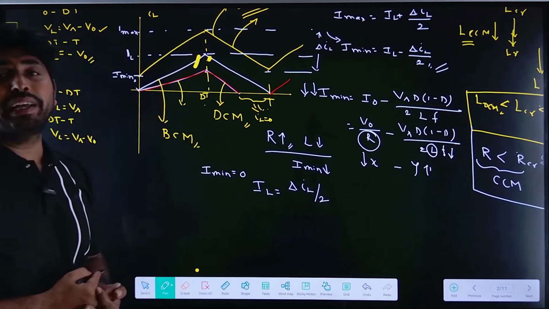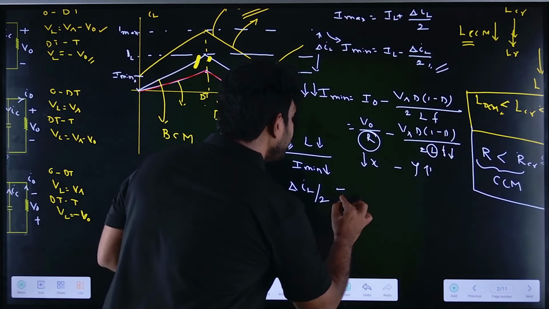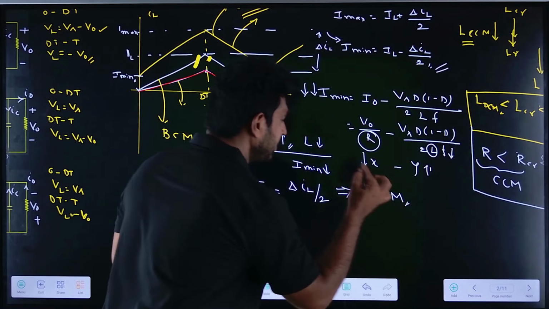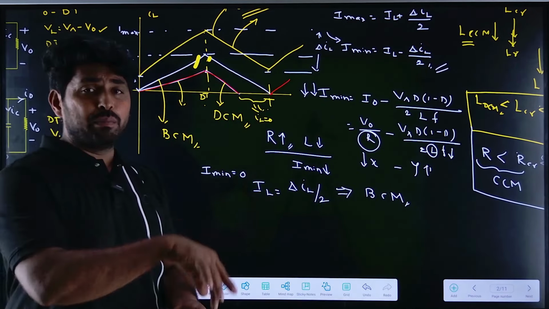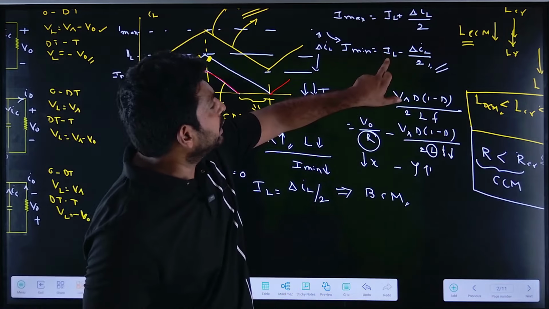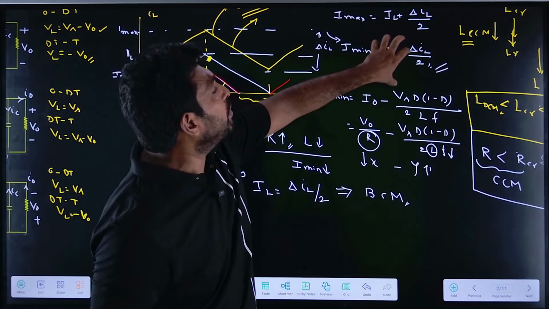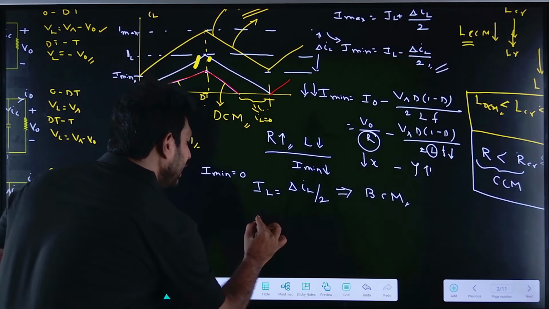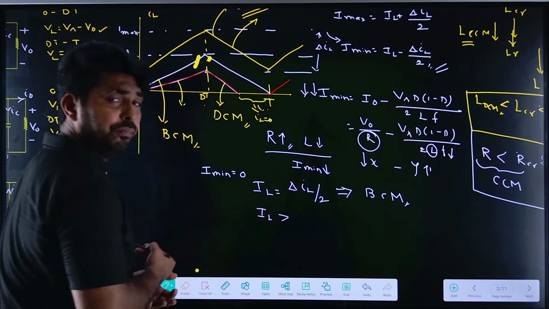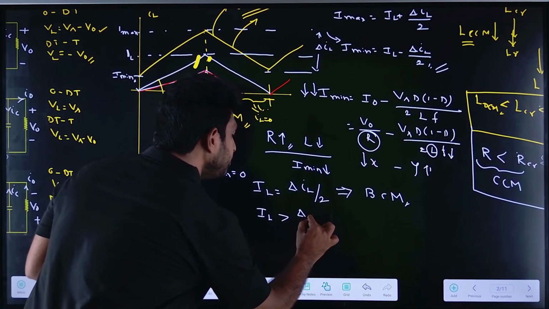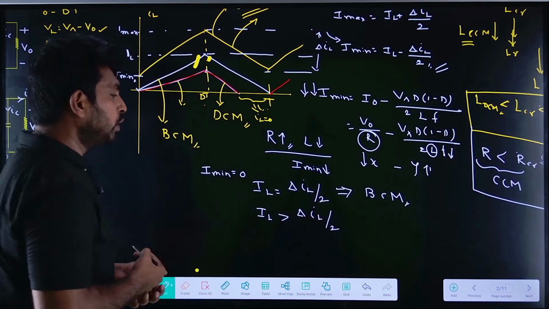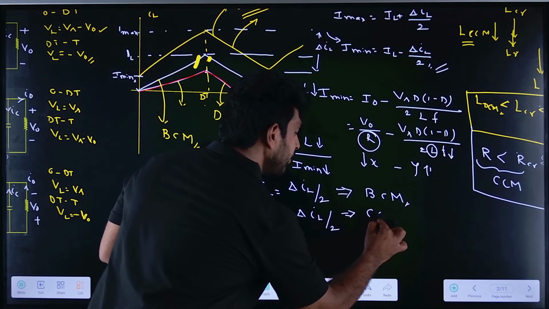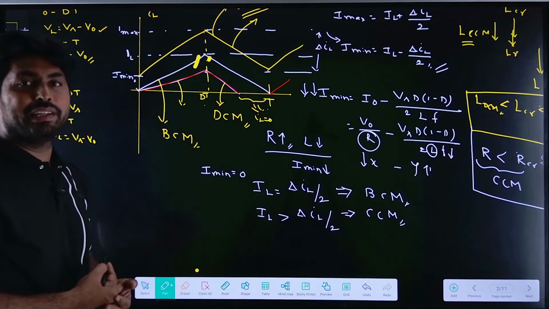So it is operating in the boundary conduction mode or the critical conduction mode. If IL is greater than delta IL by 2, so I minimum is positive, so it is operating in the continuous conduction mode. Right? It is operating in the continuous conduction.